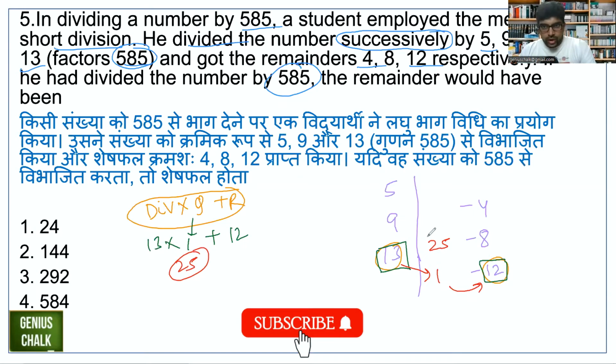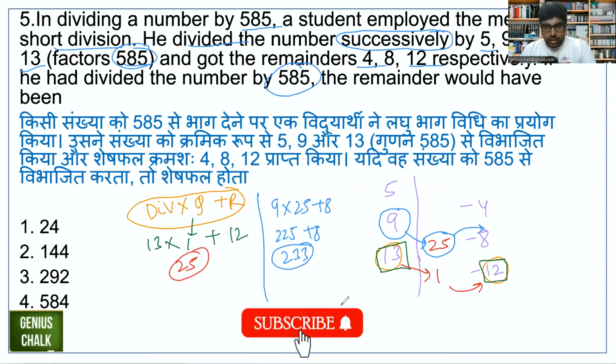Now for the next dividend, sorry, the next divisor is 9, and I need to multiply this by the quotient, now that I've got the quotient, right? So 9 into 25 plus this remainder. I hope you're getting my point. So this is 225 plus 8, and that is going to be 233. All right, now 233.